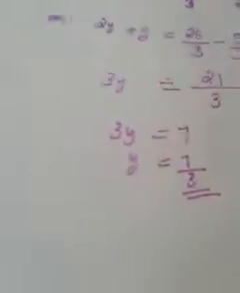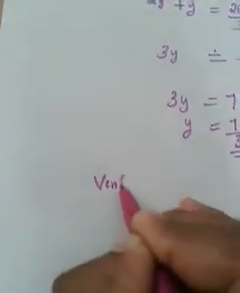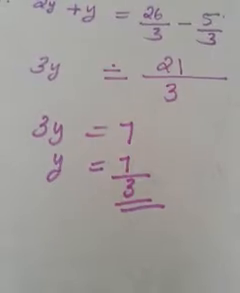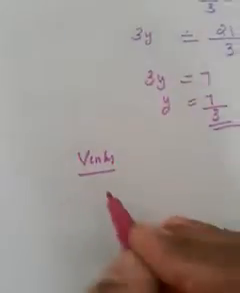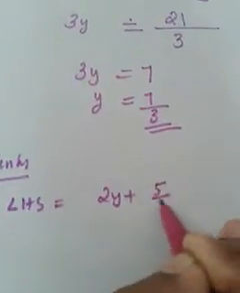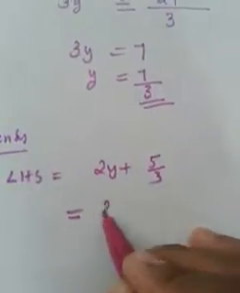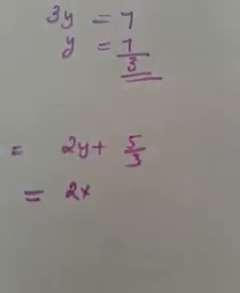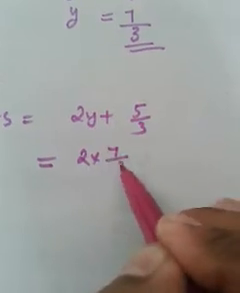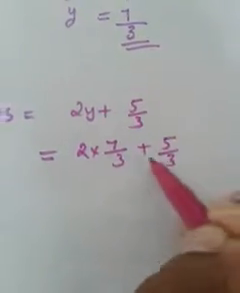But still, let us verify. Through that verification, we will understand whether this value is correct or not. Okay, so in order to verify, let me write the LHS: 2y plus 5 by 3. Any problem? Okay, then 2 into what is y? Tell me very fast, what is y? We got the value of y as 7 by 3, so substitute there, plus 5 by 3.